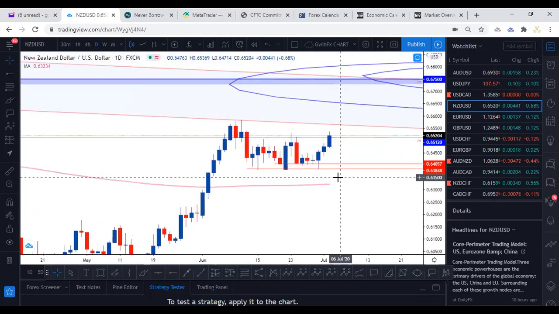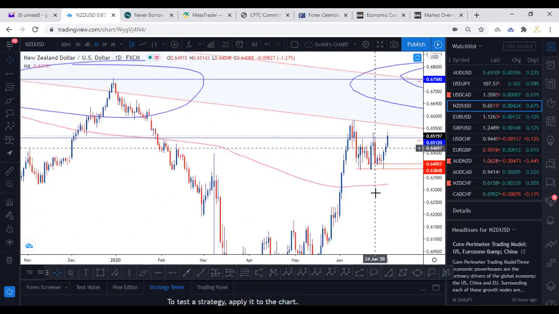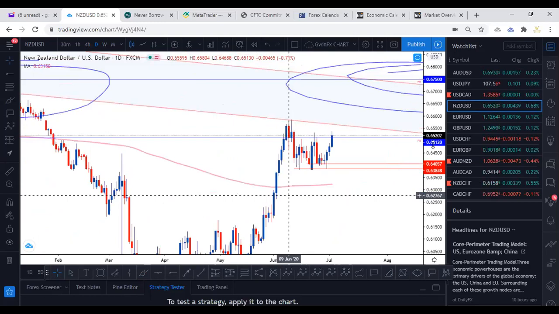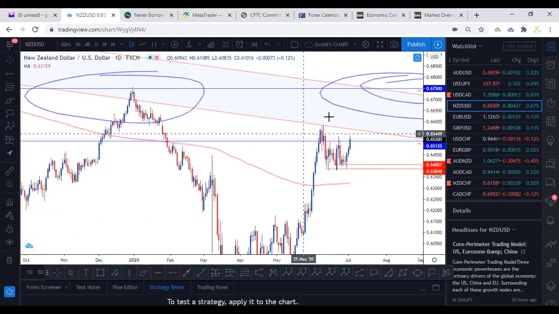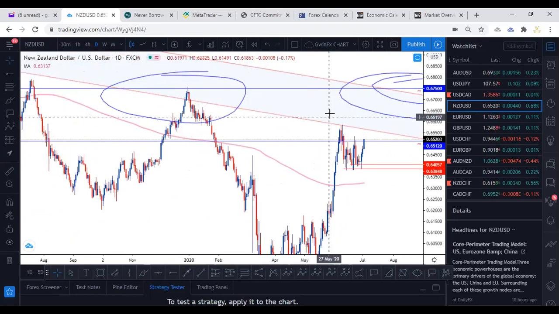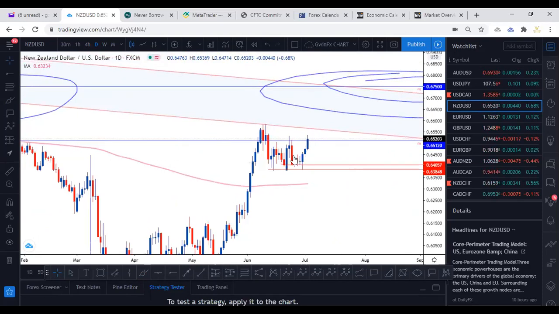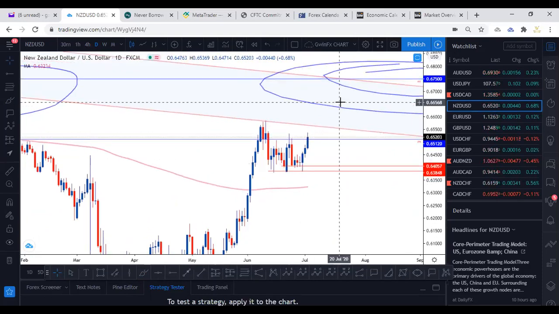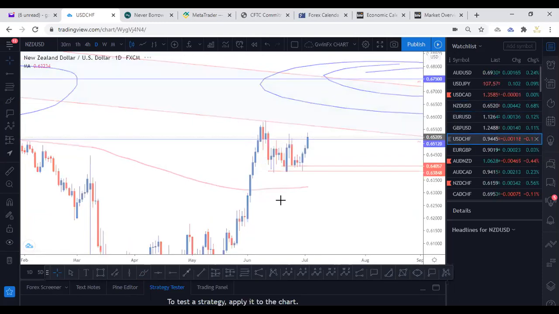So probably we might just come into testing the 0.67500. It's a possibility. So we might just see that. We just need to brace ourselves and get ready for that trade. Anything is possible.